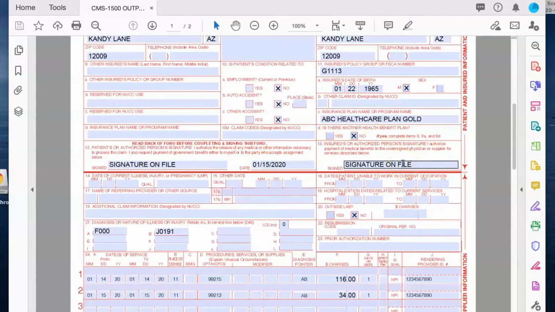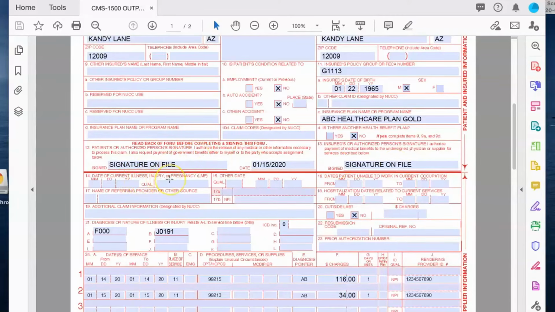In Box 13, the same applies. When a patient comes into a doctor's office, they sign a release authorizing the provider to bill their insurance. In doing so, their signature is filed, so you'd put that the patient's signature is on file.